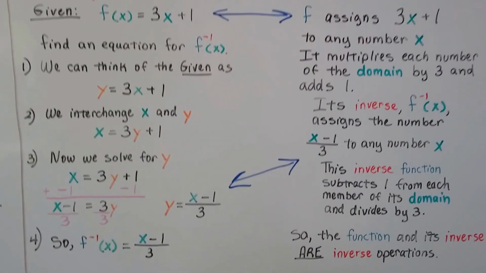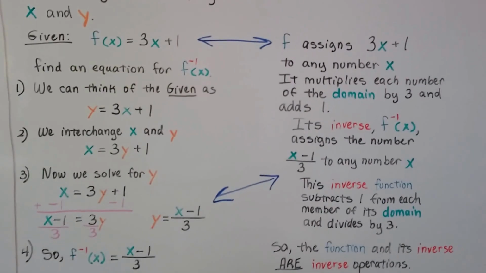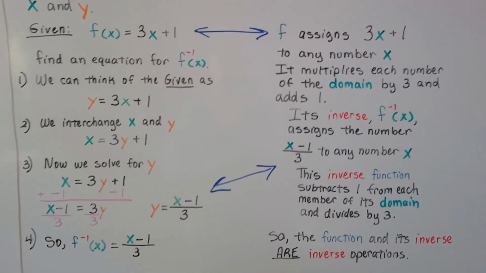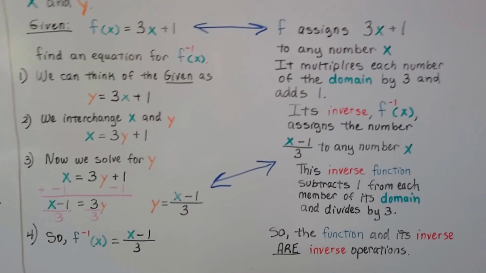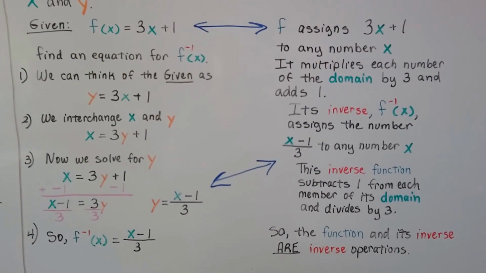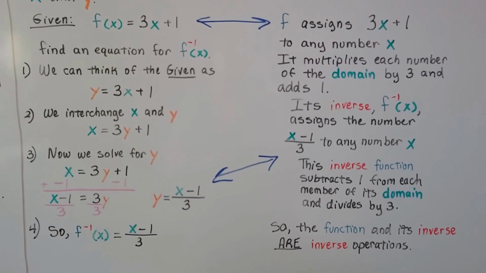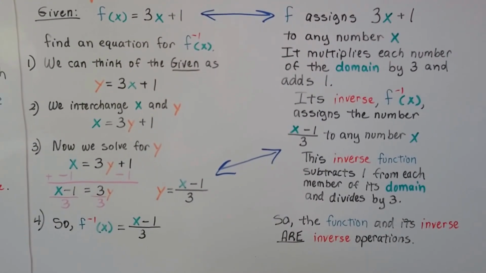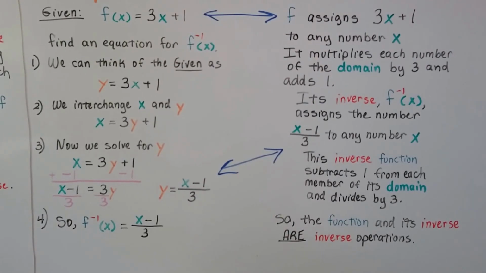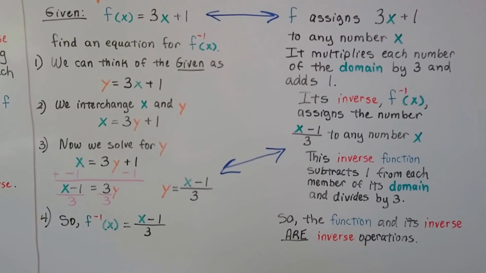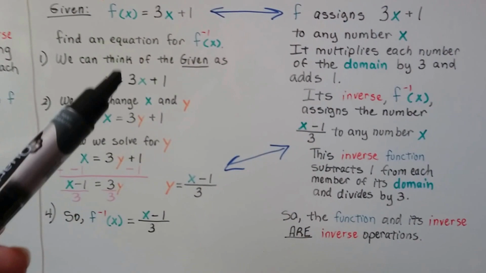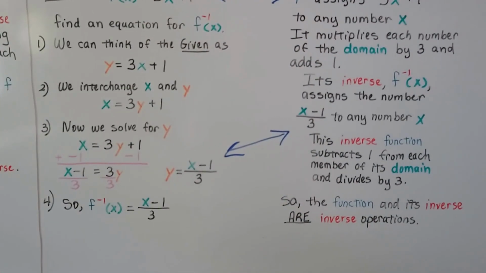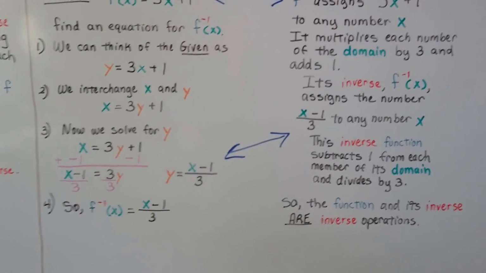What's happening is f assigns 3x plus 1 to any number x. It multiplies each number of the domain by 3 and adds a 1. And its inverse, f inverse of x, assigns the quotient of x minus 1 and 3 to any number x. So the inverse function subtracts 1 from each member of its domain and divides by 3. So it was adding 1 and multiplying by 3. This is subtracting 1 and dividing by 3. So the function and its inverse are inverse operations.